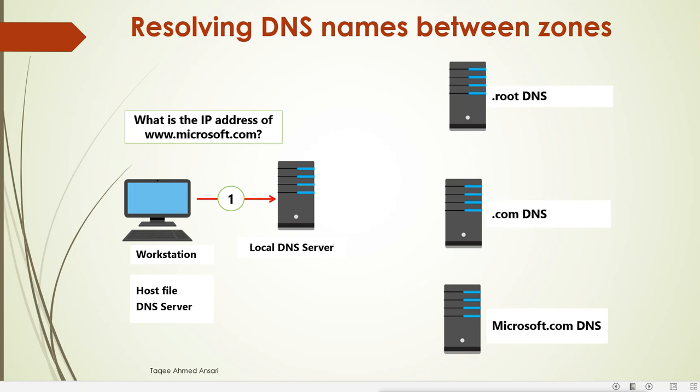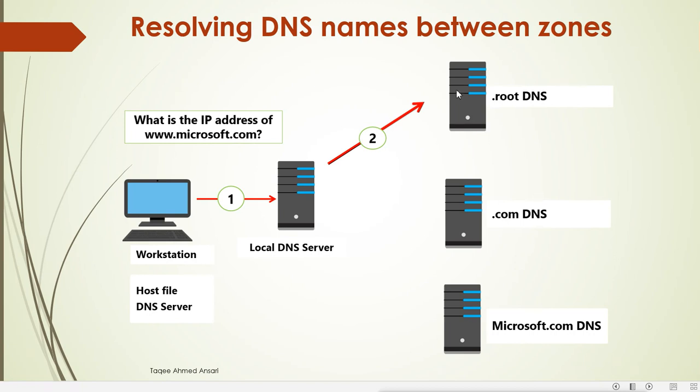So this DNS server says I am not an authoritative server, but what I can do is find the name for you, and then it will do what? It will do the recursive queries. It will do the recursive queries to try to resolve the name of www.microsoft.com, and for that our local DNS server will send the query to the root hint server.